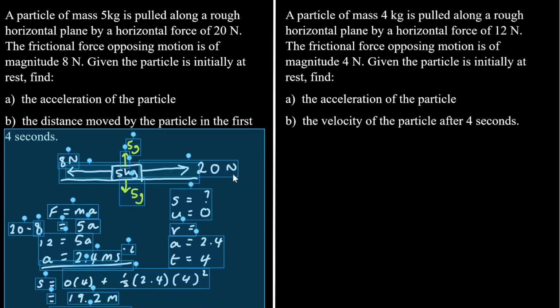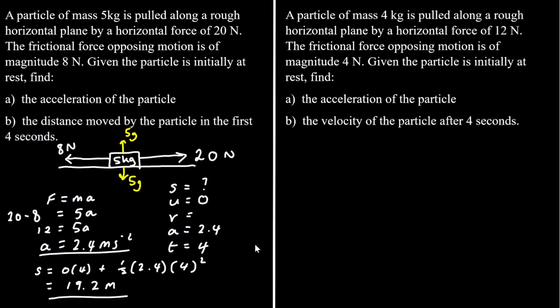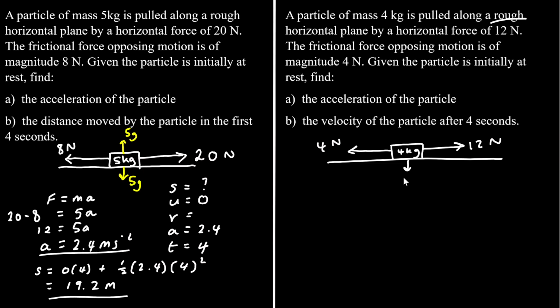One question for you to try. See if you can give it a go. A particle of mass 4 kilograms, being pulled along a rough plane, so there is friction, it's rough. A horizontal force of 12 newtons. Frictional force opposing is 4 newtons. And then the weight is 4g, and the normal reaction will also be 4g because it's not going to move up or down.